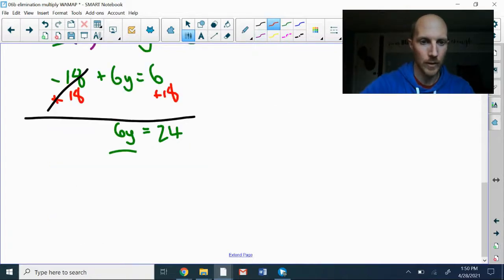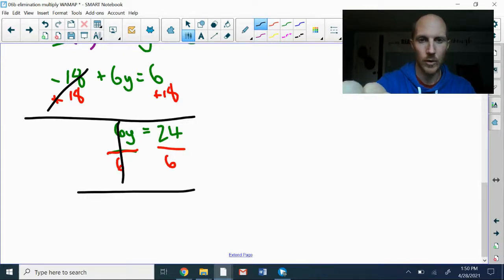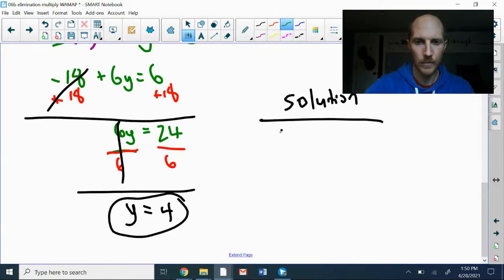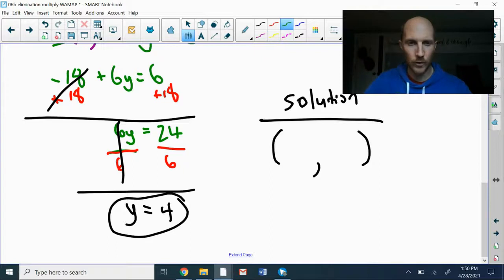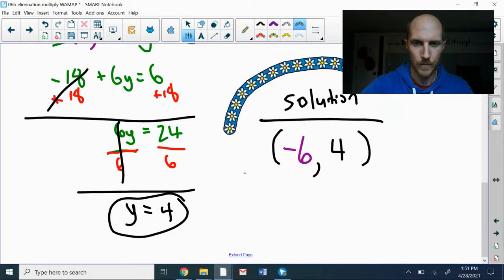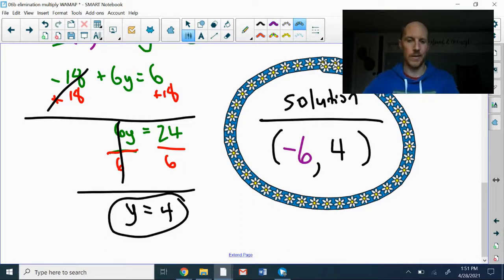Next, divide both sides by 6. 6y divided by 6 is 1y. I'll just write down y. And 24 divided by 6, that's 4. So, a solution. X goes first. And that was negative 6. Y goes second. That is 4. And there's our solution.